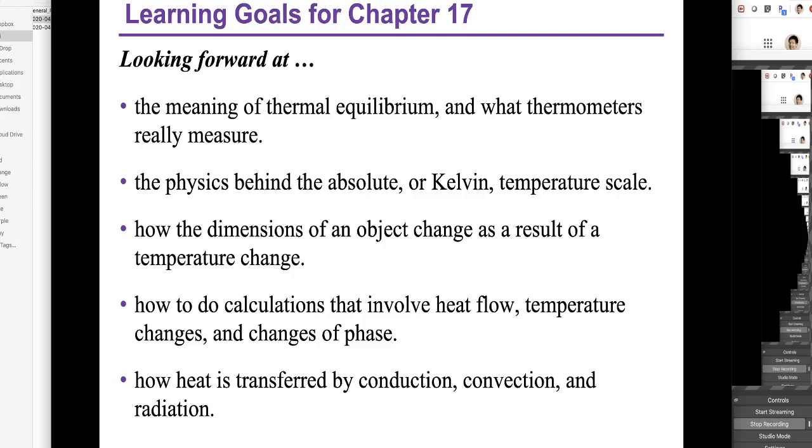As we all know, when the temperature is higher, most objects get bigger, which is expanded due to the temperature increase. We will learn what that is and why that is. And then the next topic, we're going to learn how to calculate heat flow, temperature change, and change of phase. Here, the change of phase means the change of objects from one phase to another phase.